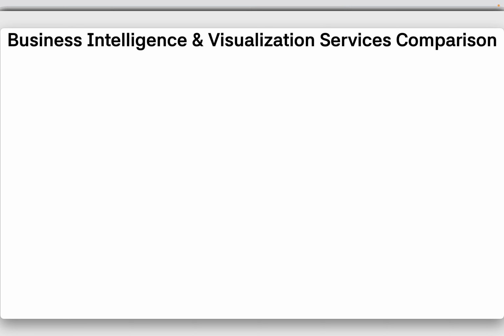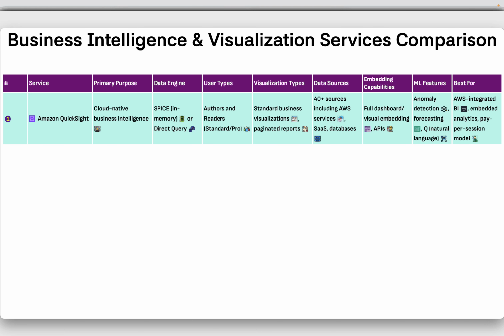Next, business intelligence and visualization service comparison. First one, Amazon QuickSight. So the primary purpose is cloud native business intelligence. Data engine: there is SPICE, an in-memory proprietary data technology, or direct query. User types: we have authors and readers, so they are part of standard and pro version. Visualization types: you have standard business visualization and paginated reports.